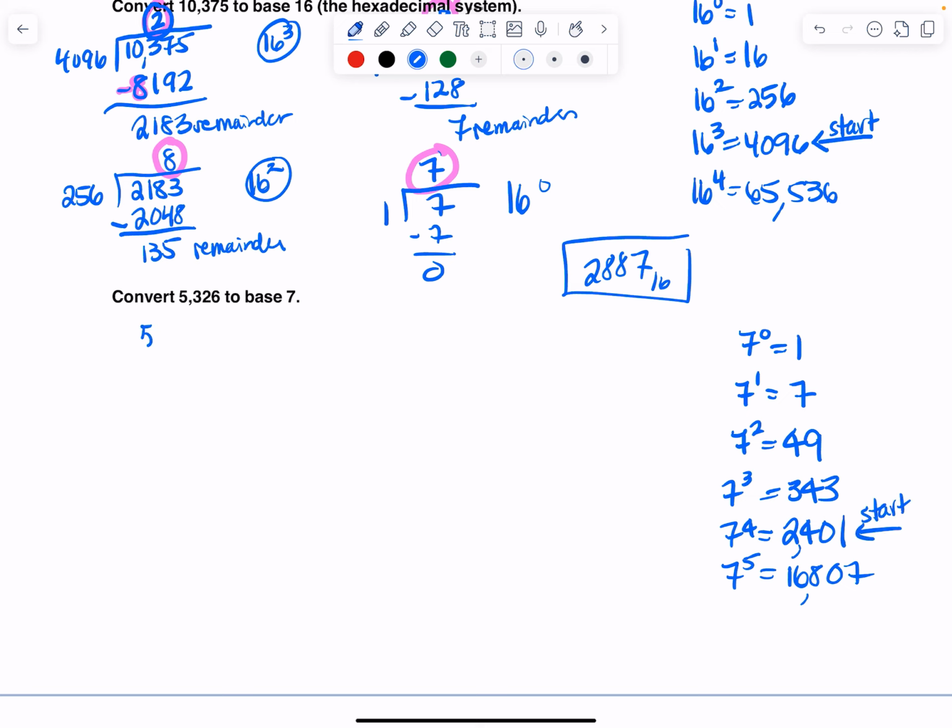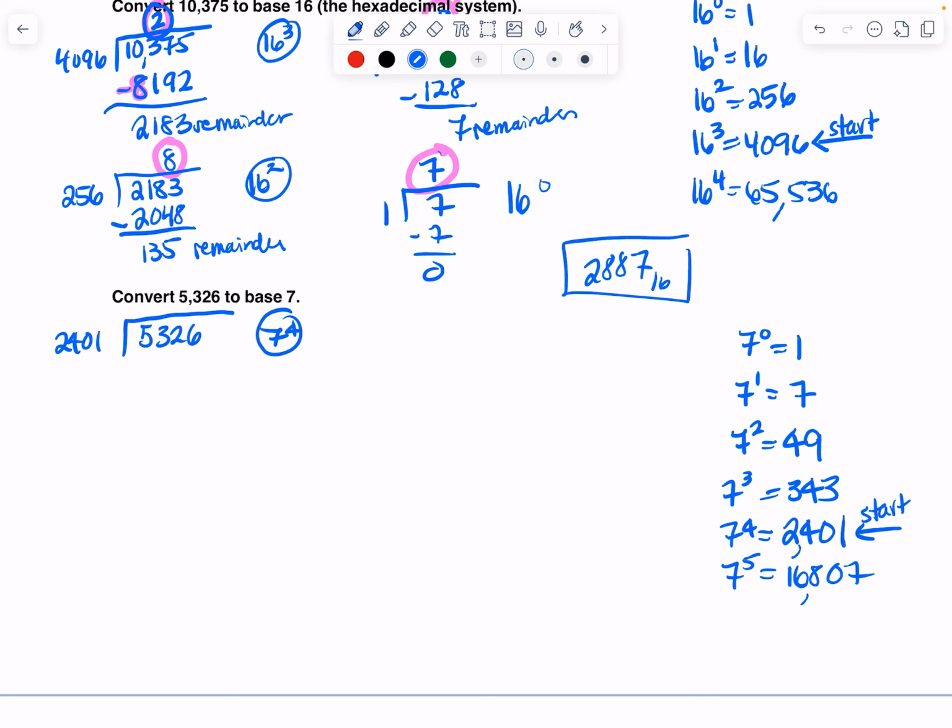Okay, so we take 5,326 and we're going to divide that by 7 to the 4th, which is 2401, not base 4, base 7. So I'm going to put a little note, this is 7 to the 4th. Again, guys, I'm writing this down on a piece of paper because it allows me to keep on flipping back and forth.